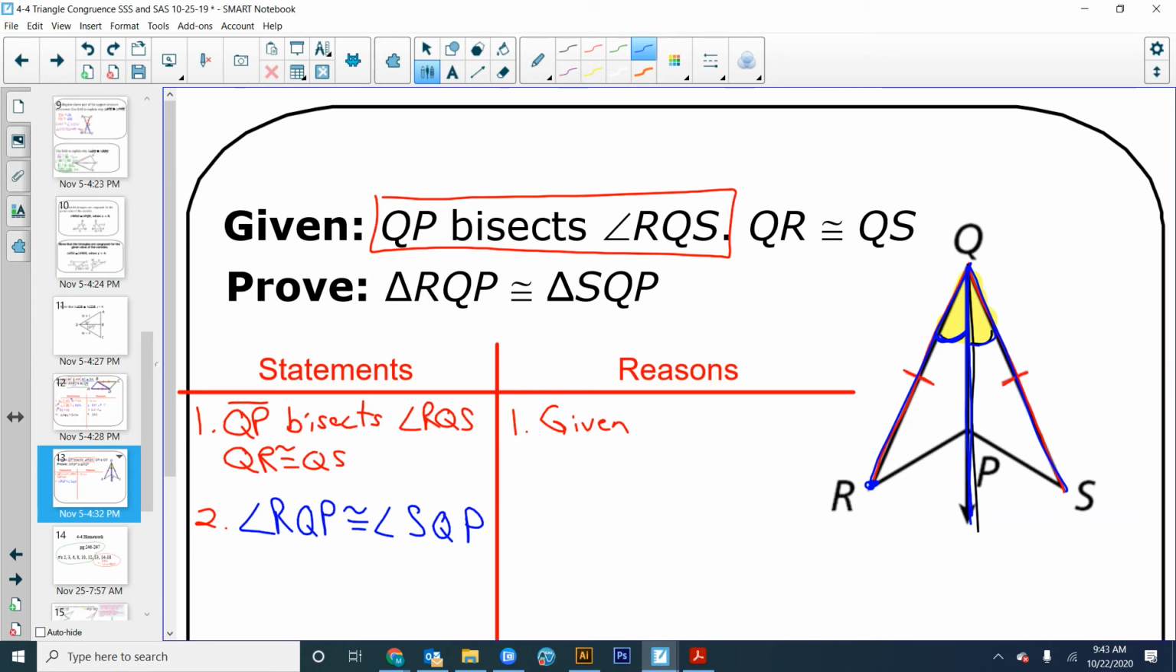Well, what's the reason for those angles being congruent? Well, we cut it in half. When you cut something in half, you get 2 equal angles, don't you? That's the definition of a bisector.